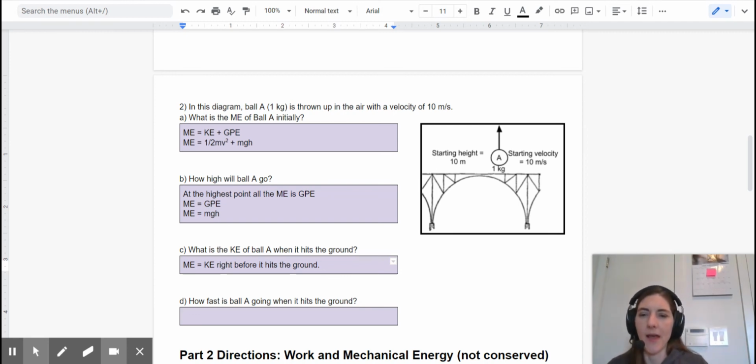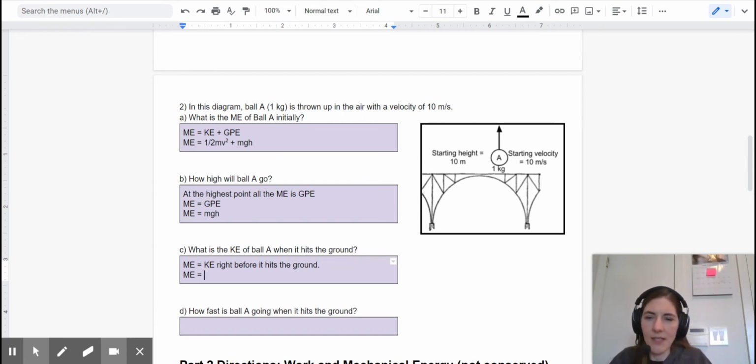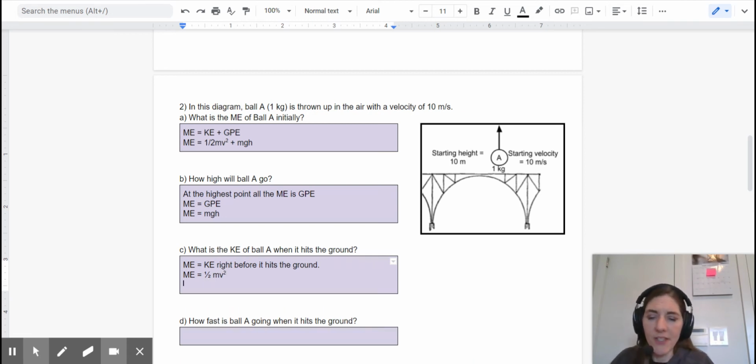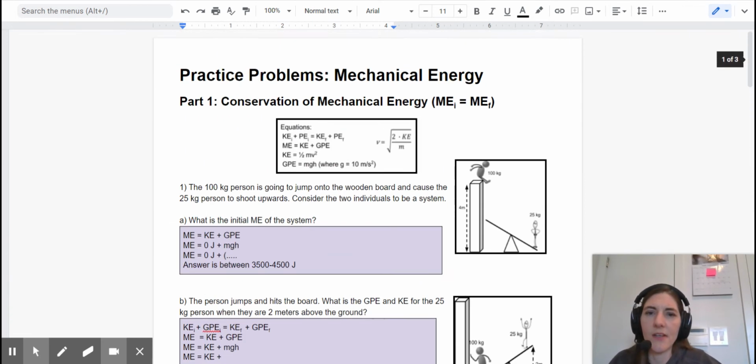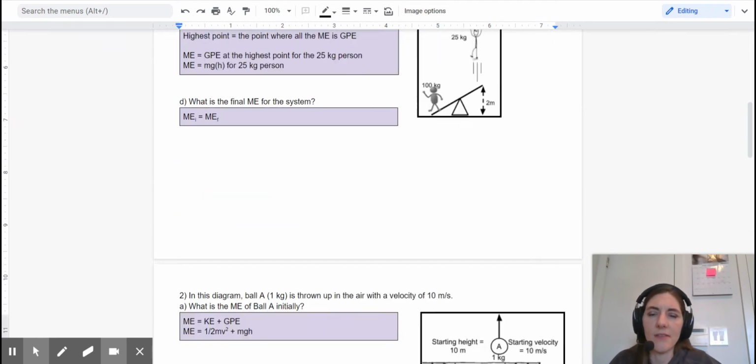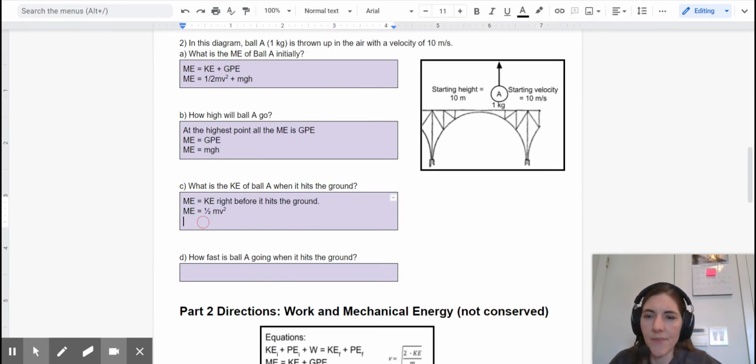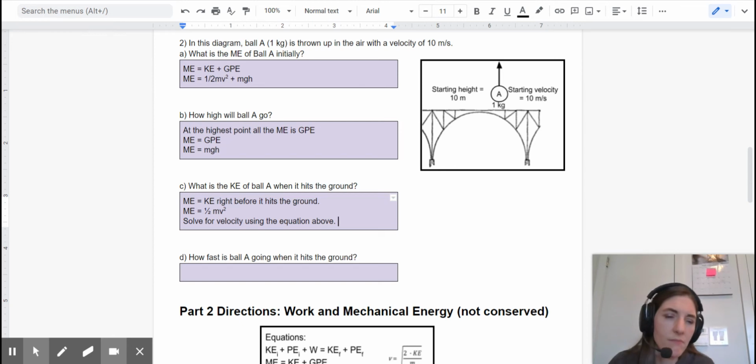Okay. So mechanical energy, you found the total in 2A. So now it all has to equal KE. So ME equals 1/2 mv squared. And if you look up, you can use this equation for velocity, which is velocity equals... so you have to solve for it using the equation above, or just go ahead and solve for it using the equation for kinetic energy.